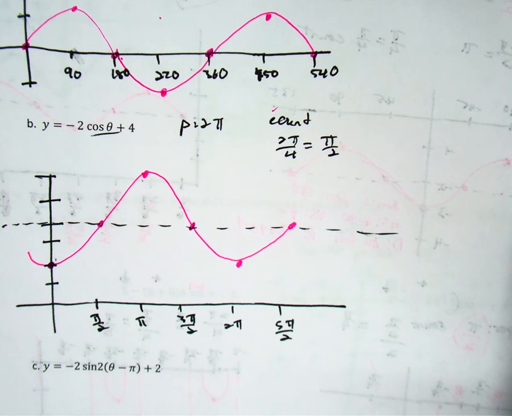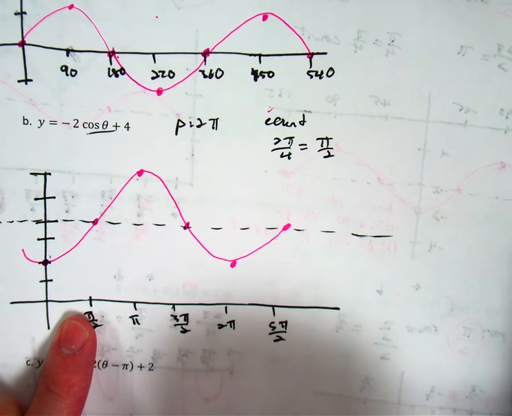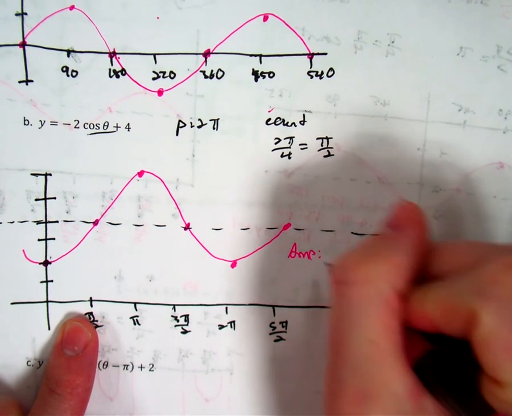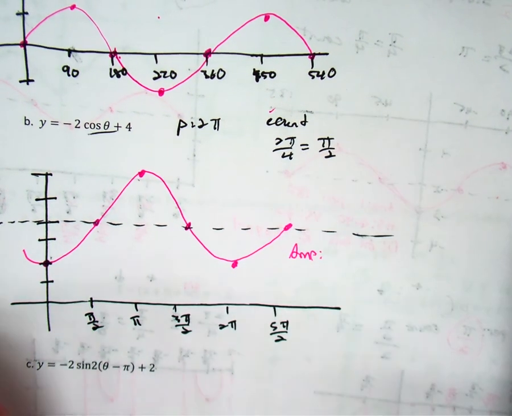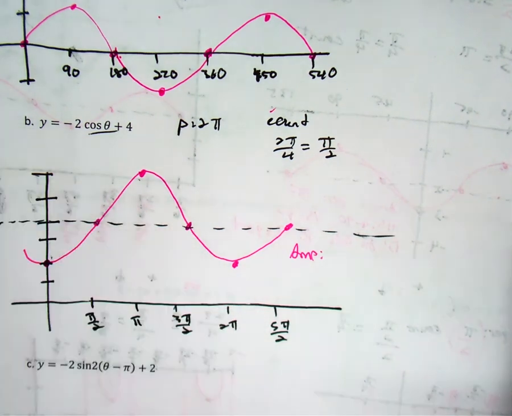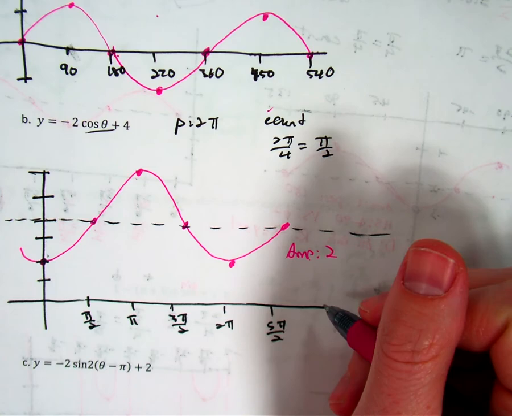Neat. All right. We talked about it, but we didn't write it down formally in the first one. Okay, so our amplitude, we're going to go with 2. Amplitude is going to be the absolute value there. And then just the negative would push it down the other way.